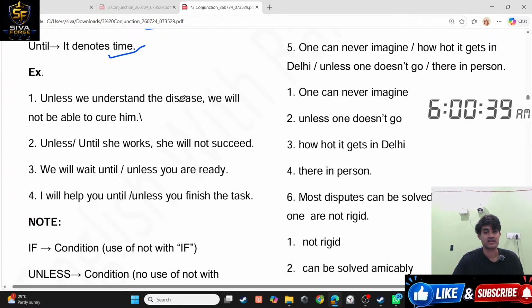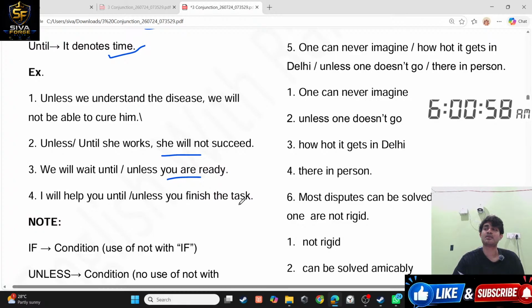"Unless we understand the disease, we will not be able to cure him." "Until or unless she works, she will not succeed." "We will wait until or unless you are ready." Here, she will wait; you are ready. "I will help you until or unless you finish the work."